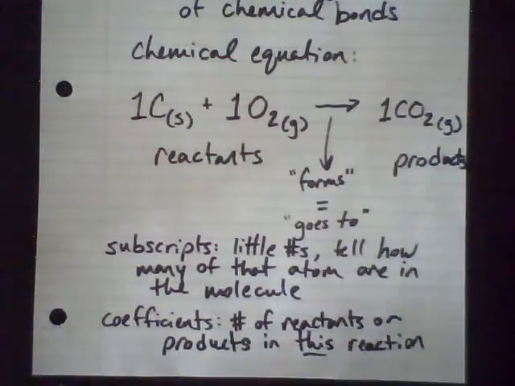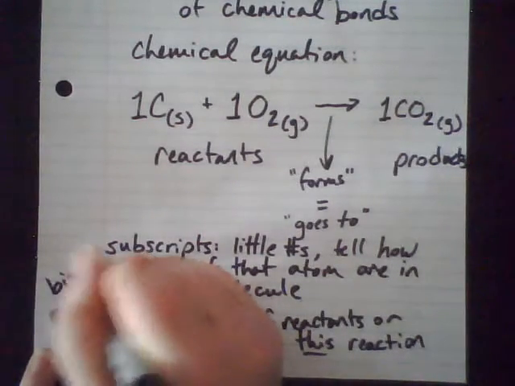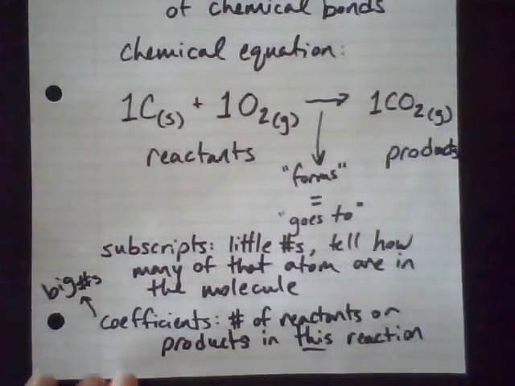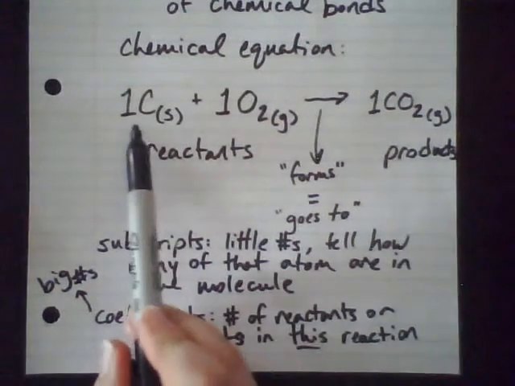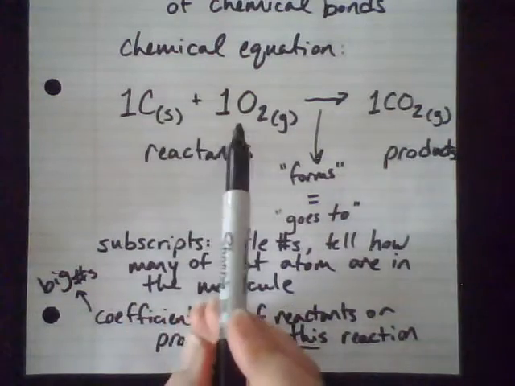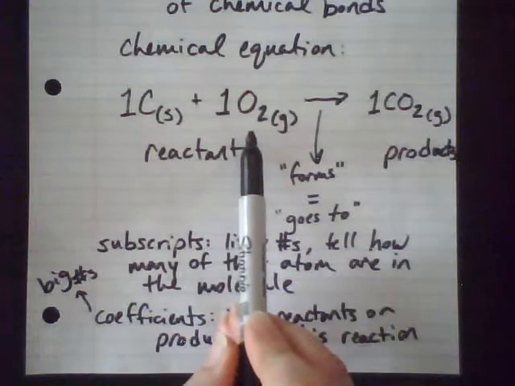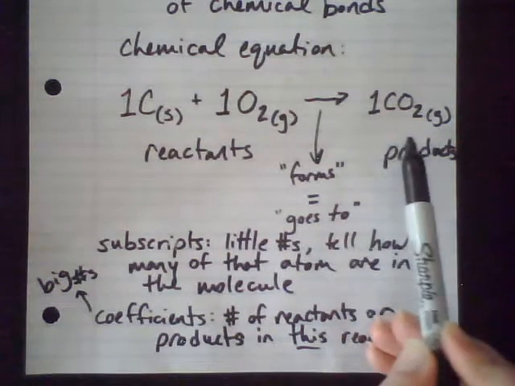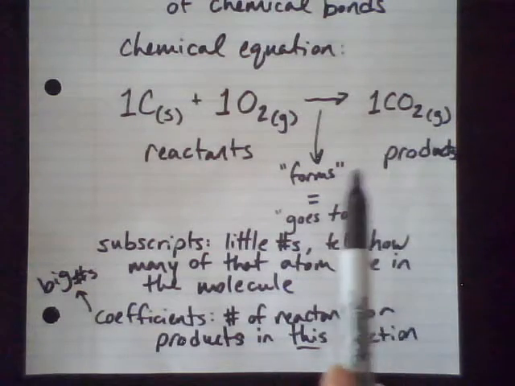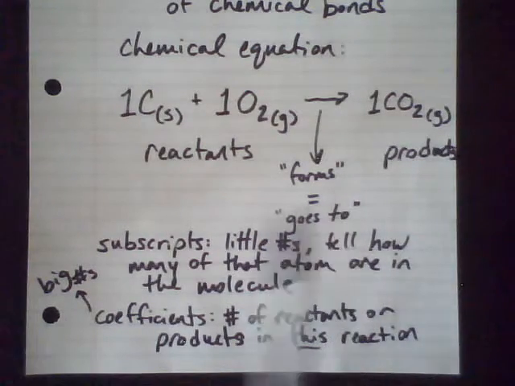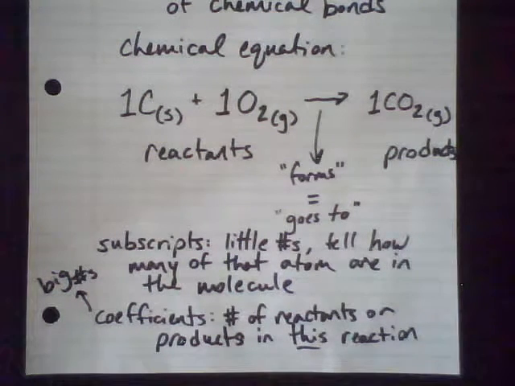Okay, so the coefficients are the big numbers. The subscripts are the little numbers, and the big numbers out front tell you how many of either that atom, if we're talking about carbon here, or that molecule are reacting. So one carbon reacts with one oxygen molecule to form one carbon dioxide molecule. And we'll get into more detail about what those mean in a broader context later. But for right now, we're talking about symbols, let's just focus on that.